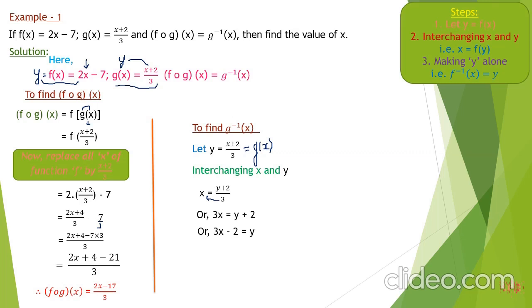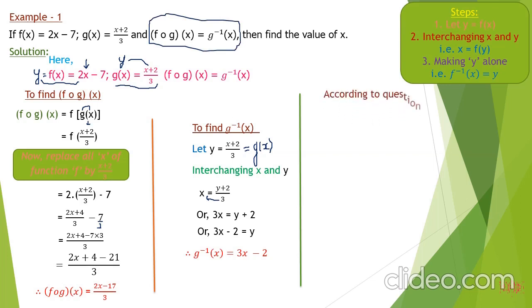Now our y is alone, and according to the third step, the alone y is the inverse of the given function, so our inverse is g inverse x is equal to 3x minus 2. That's our inverse. Now it's pretty easy. We have to apply the given condition, which is given in our question. We have to apply it because we have f o g x and we have g inverse x also, so we have both parts of the given condition, left part and right part.